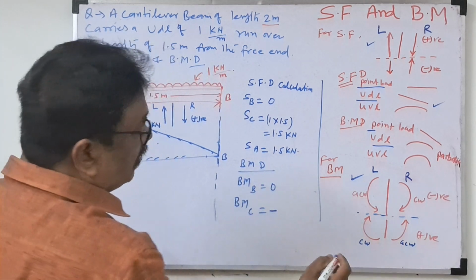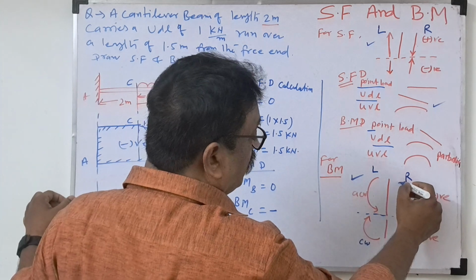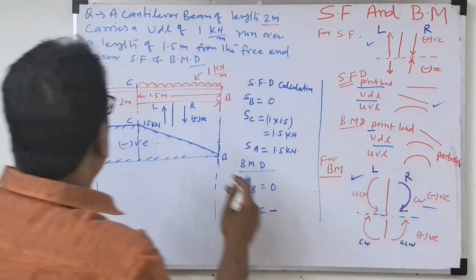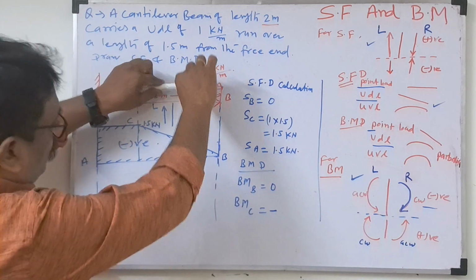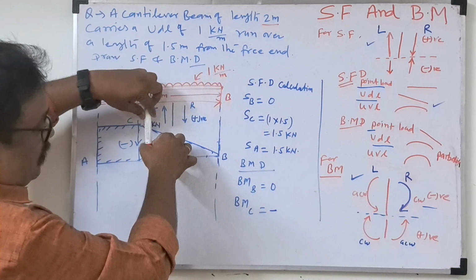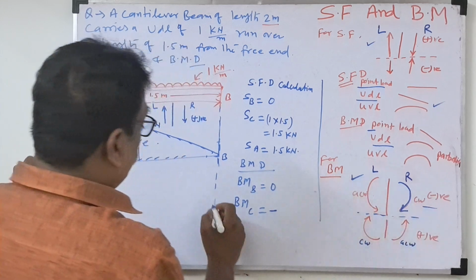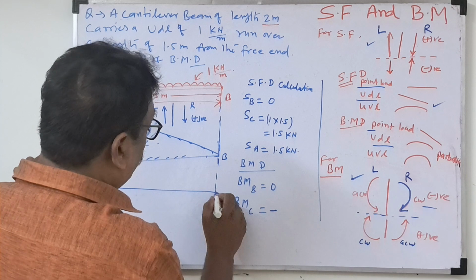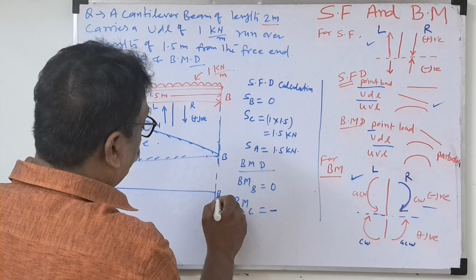So for the bending moment diagram, see the sign convention. If clockwise, from the right side, it will be negative. Now see the bending moment I am taking here. This is the rotation: clockwise rotation, clockwise rotation is negative. So draw the 0 line first here. At this point B, the bending moment will be 0.